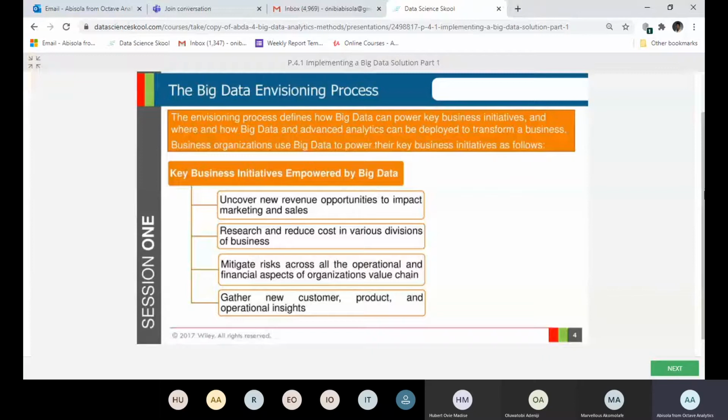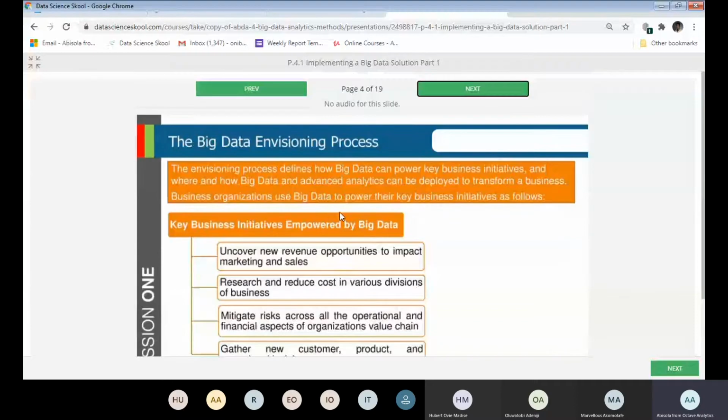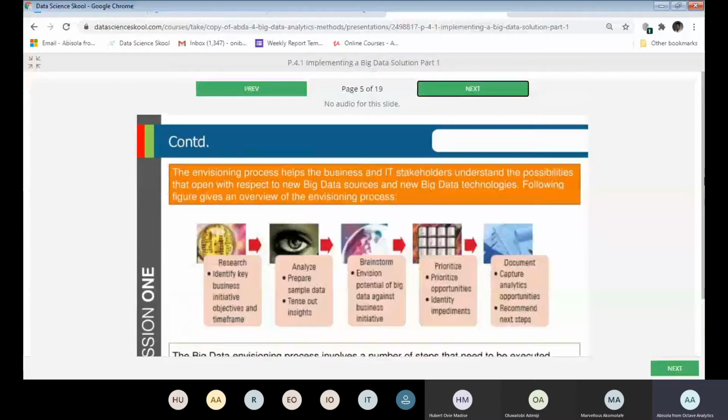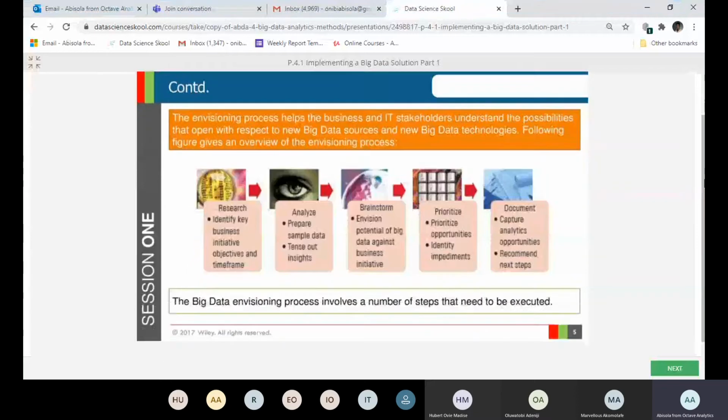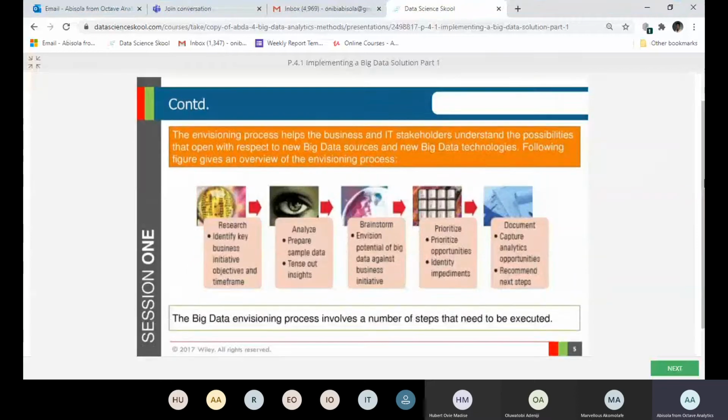And then this is why we need to envision our big data, because we want to see what aspects of this company actually need a big data initiative or a big data solution. These are some of the aspects of a business that a big data solution could be needed in. So that is that about how you can empower key business initiatives with big data solutions. I will ask questions when I'm done with the particular part, so don't worry. If you have questions, you can jot them down or keep them for me.